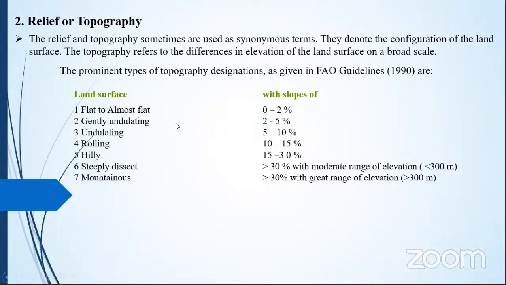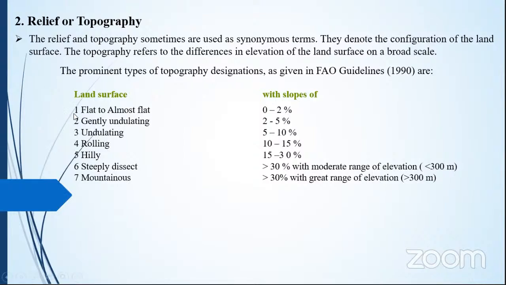Next one is the relief or topography. Both are synonyms, students, just synonyms in English. So this represents the elevations of the land surface. Simply we can say it completely depends upon the configuration of the land surface, undulating, low level, or flat level. So these different undulating positions are called the relief or topography. Naturally, in FAO guidelines, the Food and Agriculture Organization has given standard guidelines.